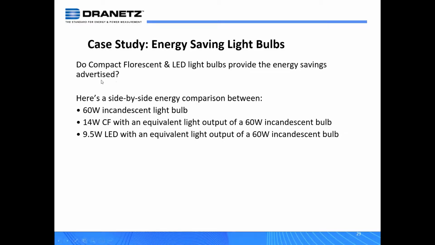So we did a simple test here for energy savings lighting. We did a side-by-side energy comparison between a simple 60-watt incandescent bulb, a 14-watt compact fluorescent bulb that had the equivalent light output of a 60-watt incandescent bulb, and that same equivalent LED bulb, which was rated at about 9.5 watts with that same equivalent light output. So we're looking at the brightness of the bulb. These should provide the same amount of light output, but these are the different power usage or the watts associated with each particular bulb. So we put them side by side.